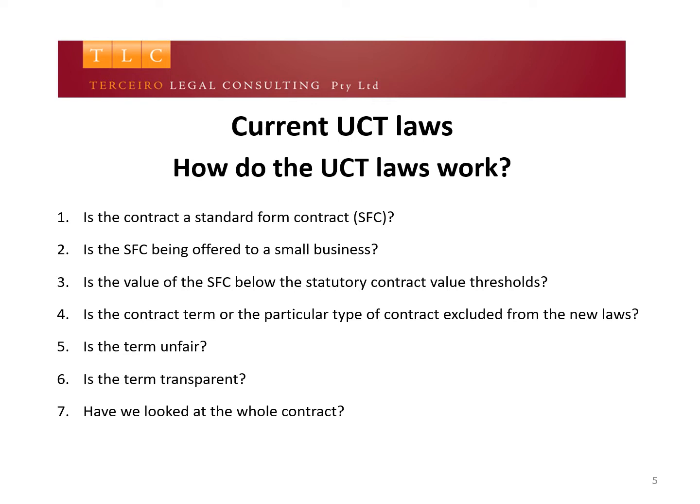The first is whether there's a standard form contract. The second is whether it's a small business who's received the contract. Thirdly is whether the contract value thresholds have been met. Fourth is whether there's any general or specific exclusions. Fifth, is the term unfair? And that's actually the substantive analysis of the term. Sixth, whether the term is transparent. And finally, a look at the whole contract to work out whether the term is unfair in the context of the whole agreement.